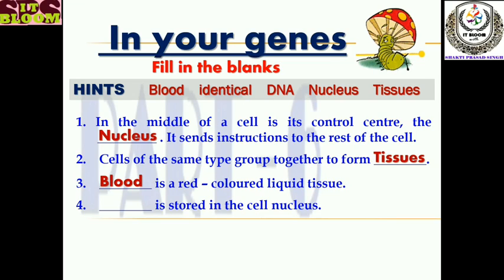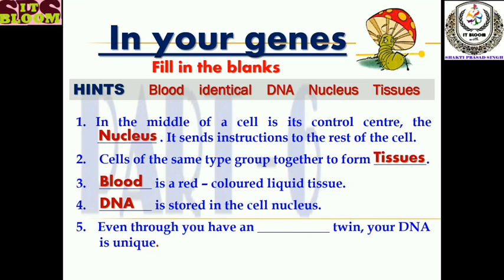What is stored in the cell nucleus? That is the DNA, deoxyribonucleic acid. The fifth question is, even though you have an dash twin, your DNA is unique. The answer is identical twin. The twins will be there, but their DNA is unique and their fingerprints will be different in the twins.